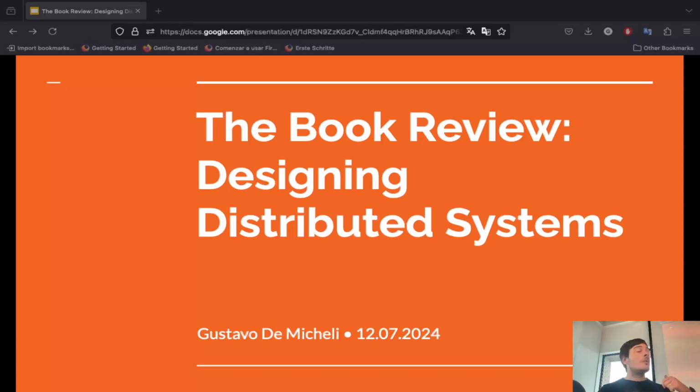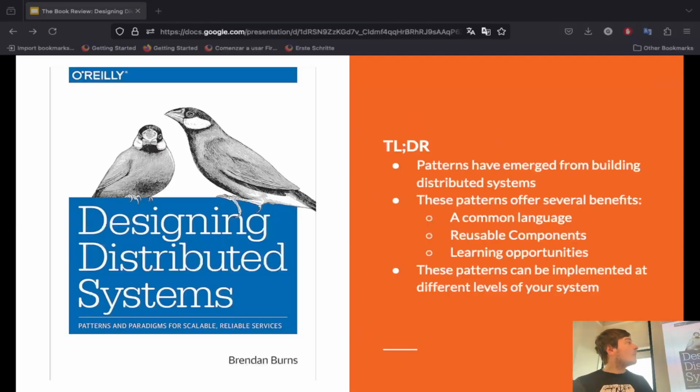In this case, I'm going to cover Designing Distributed Systems. The idea is to give a rough overview of what the book is about. The TL;DR is that in these distributed applications that we have been building for, let's say, the last 10 years or so, patterns have started to emerge, and we can reuse those patterns. We can learn from people that have applied these patterns, and from their failures or successes.